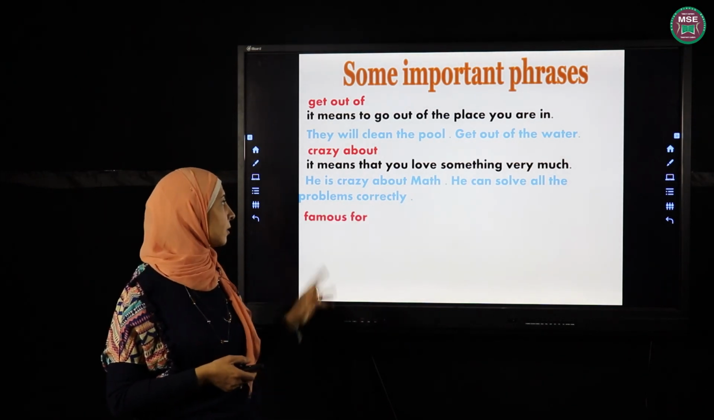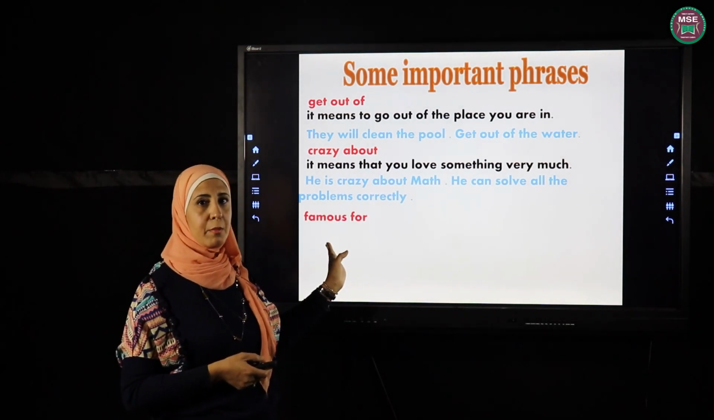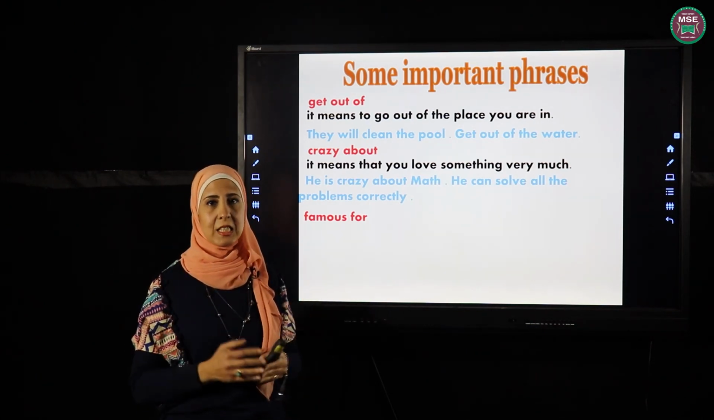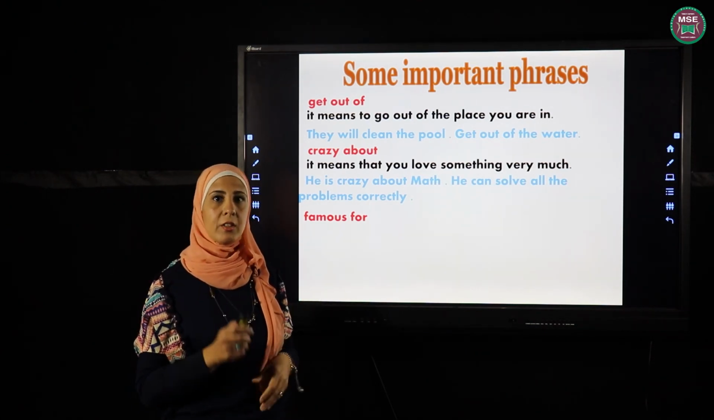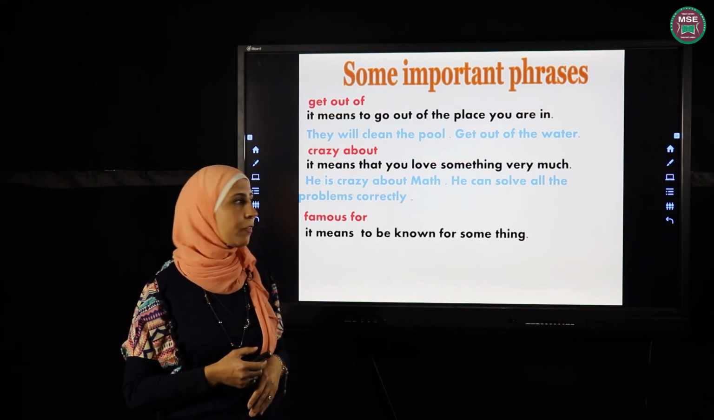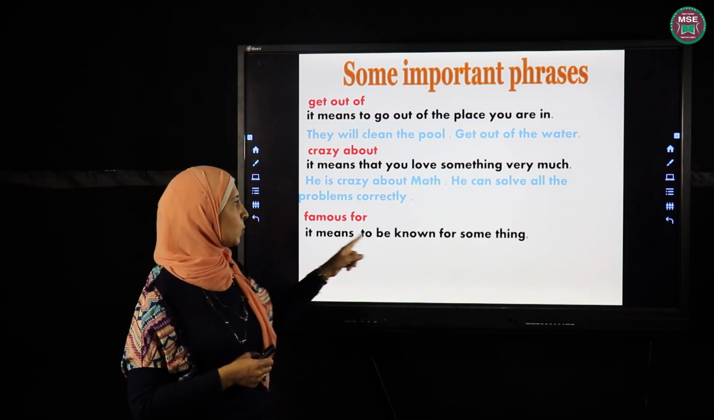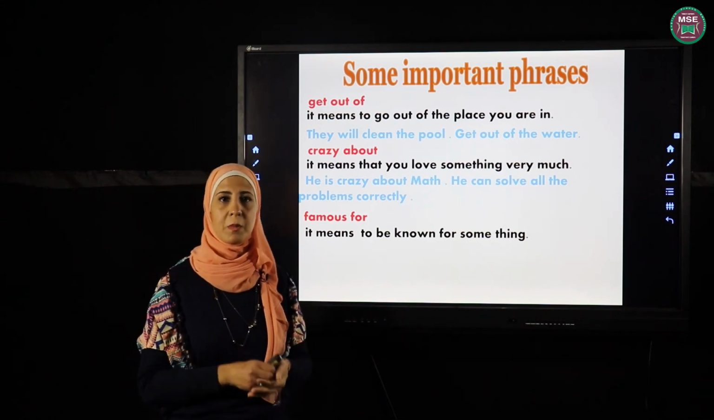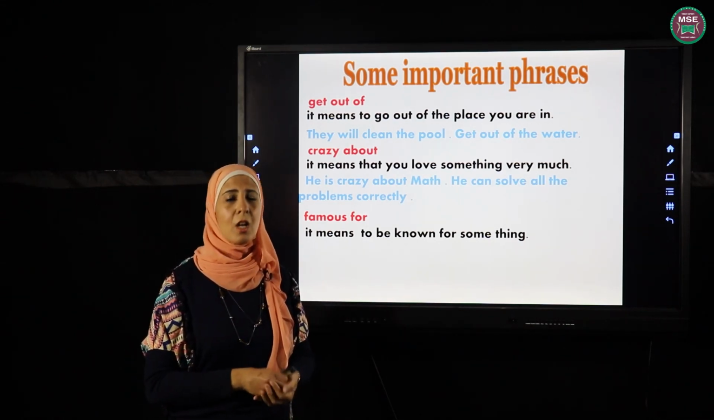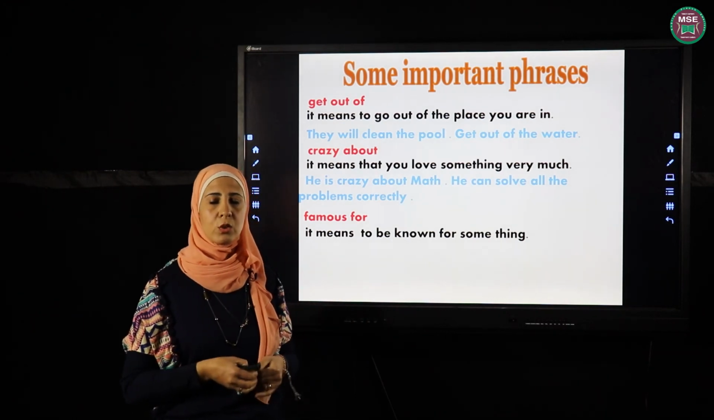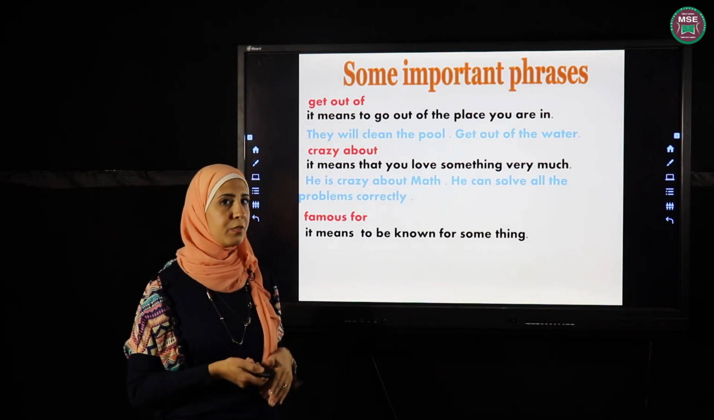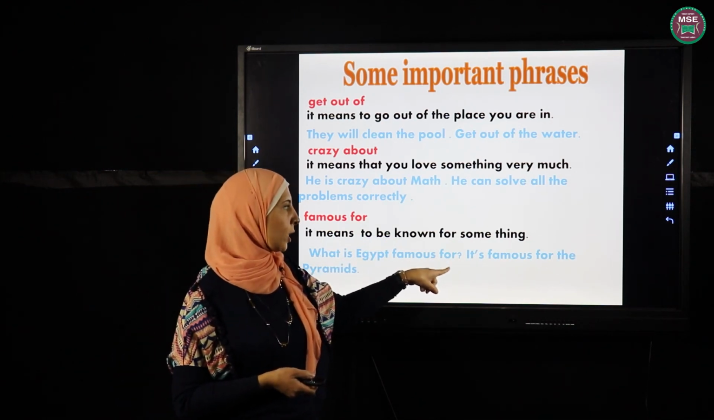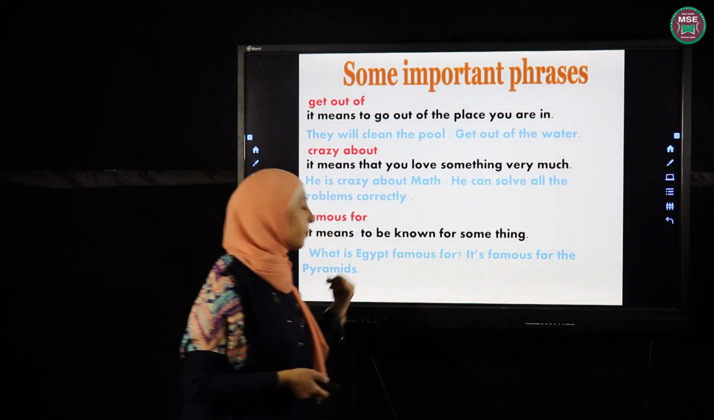Okay, next, famous for. Famous for means to be known as. Okay, here in Egypt we have a very famous thing. It means to be known for something. Okay, everybody knows that Egypt has pyramids, right? All the tourists are coming to Egypt to see the pyramids and the Sphinx. Here is the example. What is Egypt famous for? It's famous for the pyramids.